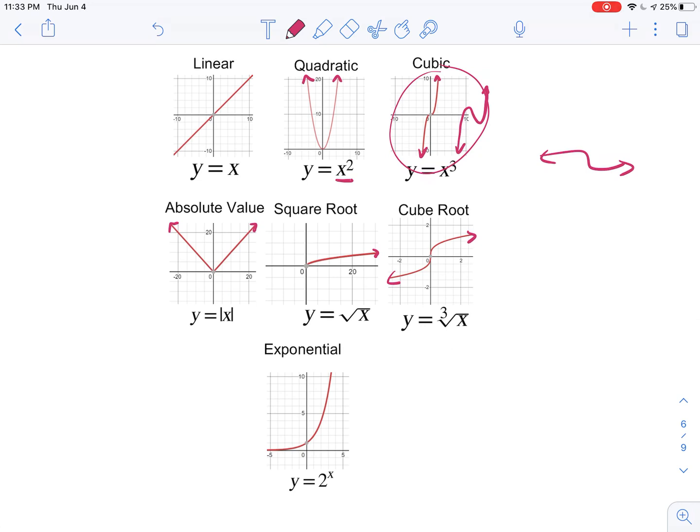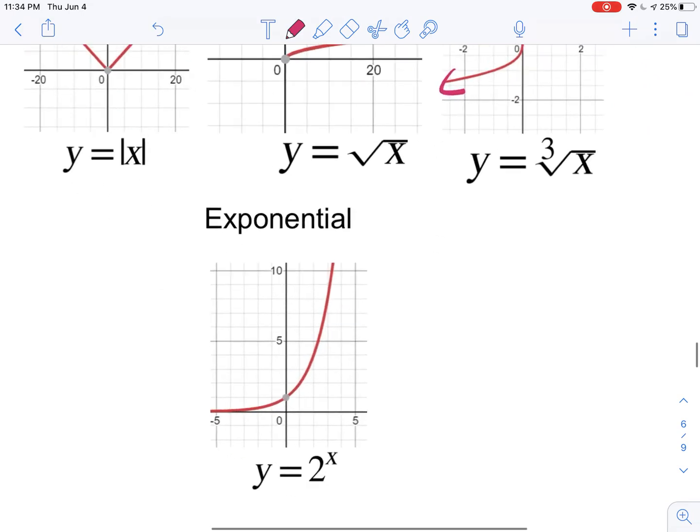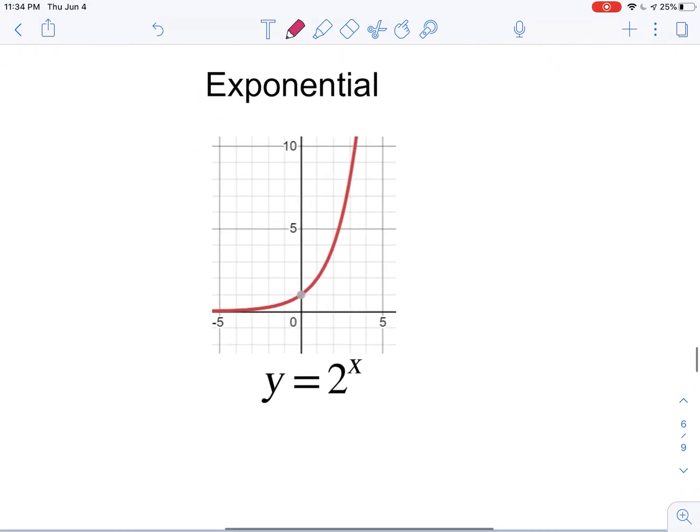So we should be able to recognize these, including this exponential function, but I'll talk a little bit more specifically about that one. But we should be able to identify these general shapes by name, okay? So these are the ones that you want to make sure you have committed to your memory. You should be able to identify it from an equation. You should be able to identify it from a picture, etc.